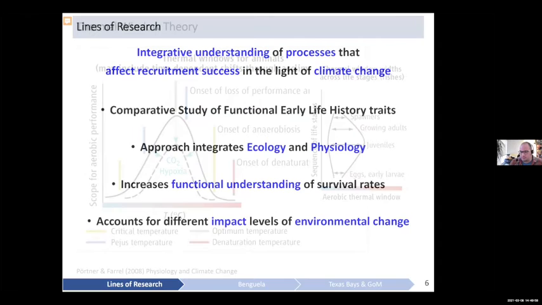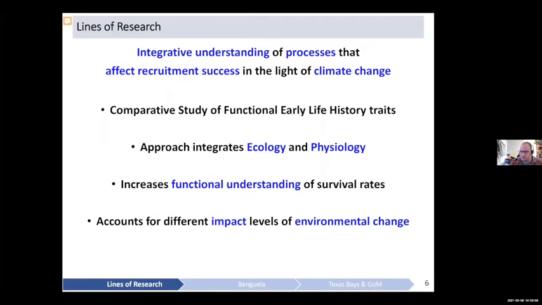In the research that I'm doing and I'm interested in, I'm trying to match these two approaches: trying to understand the ecology and the physiology and how it relates to the environment early life stages encounter in their habitats.